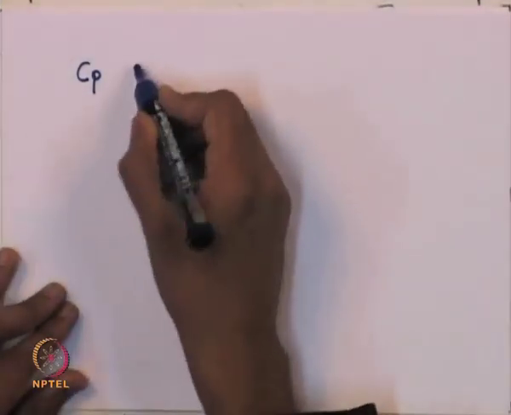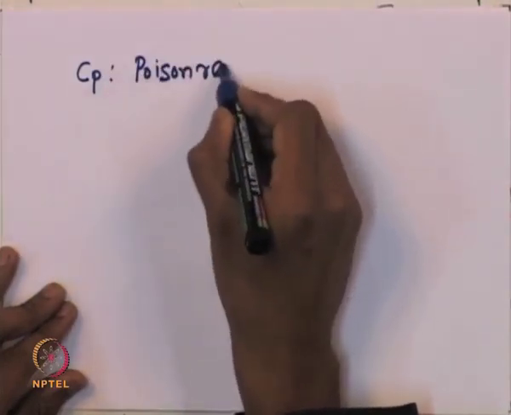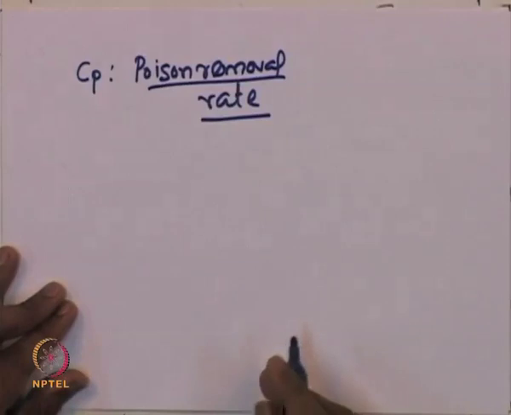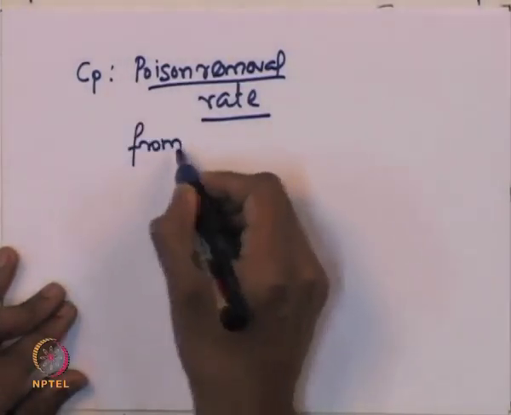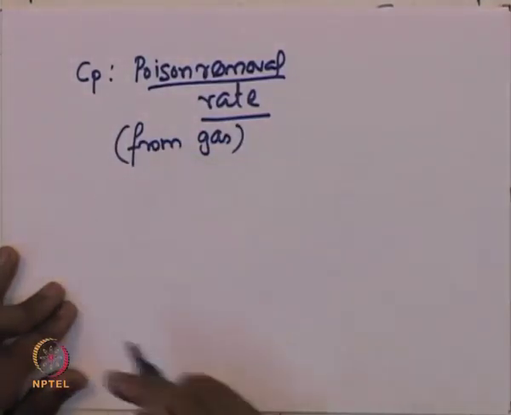So in order to find out the activity of the catalyst, we need to integrate the rate expression, but before that we need to estimate the concentration of the poison in the gas phase. So for that we can find out what is the poison removal rate from the gas, and that provides a mechanism to characterize the dynamics of C_P.